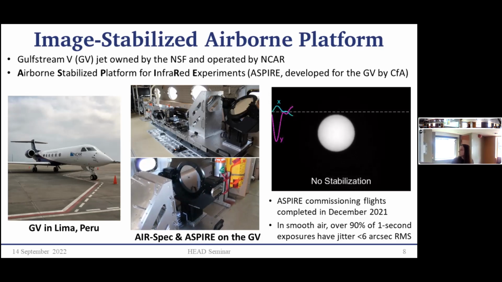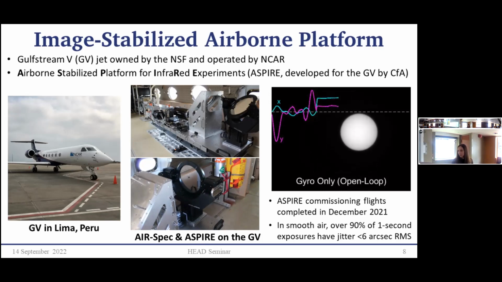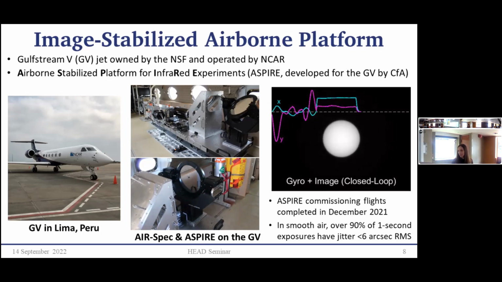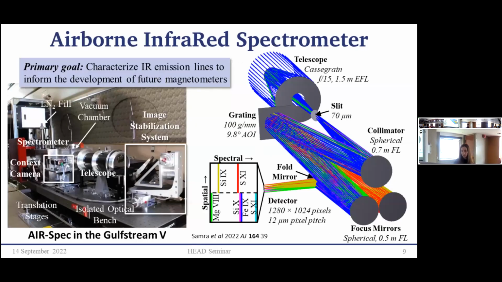And here's why we need this. The airplane flies very stably, but if you don't stabilize the beam, you can't actually point to one location on the sun. And we improved the image stabilization performance by adding closed loop control in 2019. And that allows us to actually point very precisely to a given location. And so this is proved out now, and we're going to use this for all future flights on the Gulfstream.